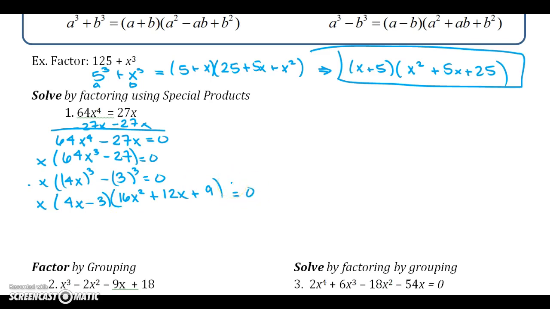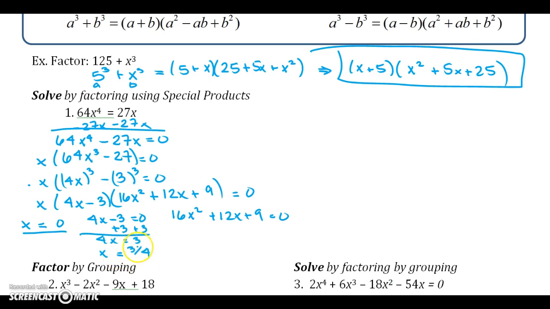So my next step is to solve now. This is where we use our zero product property. So this would be x, because this is a factor, equals 0; 4x minus 3 equals 0; and 16x squared plus 12x plus 9 is equal to 0. Well, these are easy because this is just x equals 0, so that's one of my answers. For this one, I would add 3 and get 4x equals 3. Divide both sides by 4 and I get x equals 3 over 4.